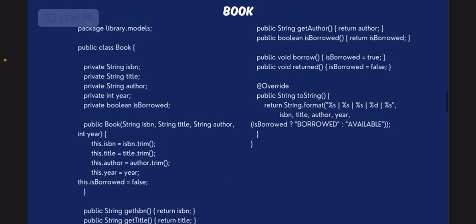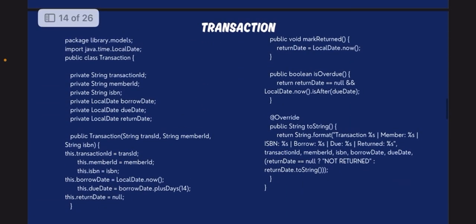For the Book class, it stores information such as ISBN, title, author, year, and a status showing whether the book is borrowed. We created methods to borrow and return a book, and a toString method to display all book details neatly. The Transaction class records every borrowing activity. It stores transaction ID, member ID, book ISBN, date borrowed, due date, and return date. We also included a method to check if a book is overdue. This class helps track all borrowing activities in the system.